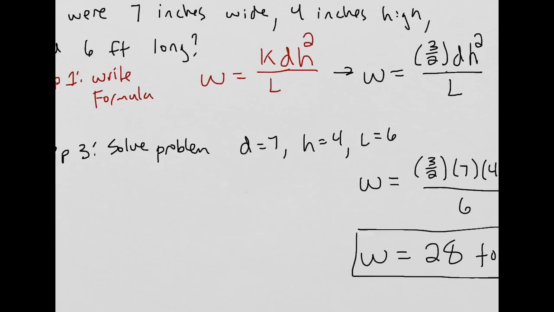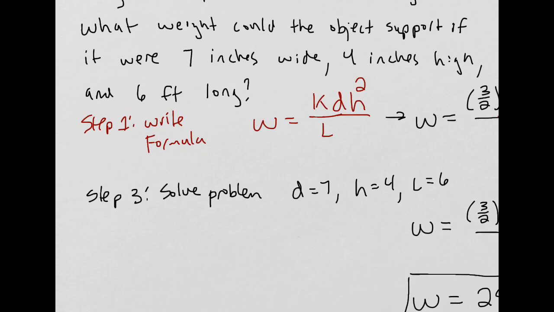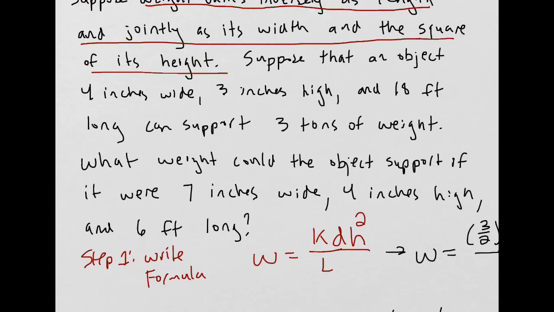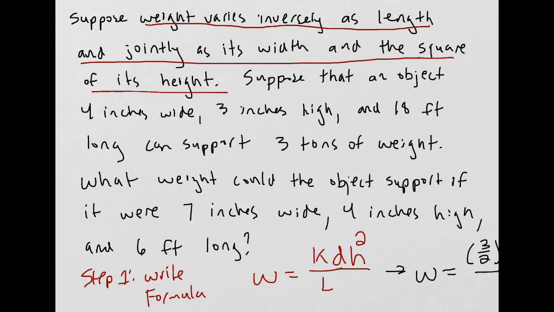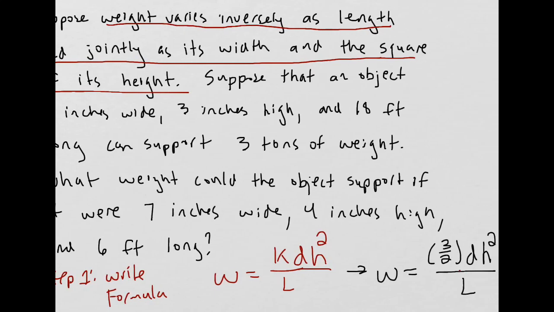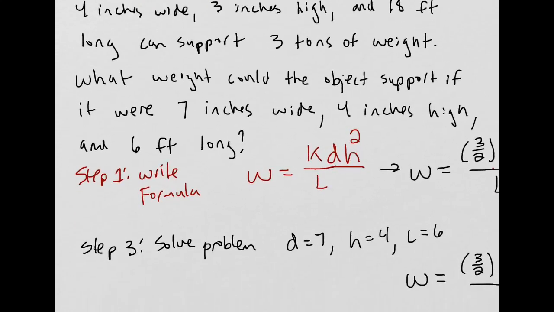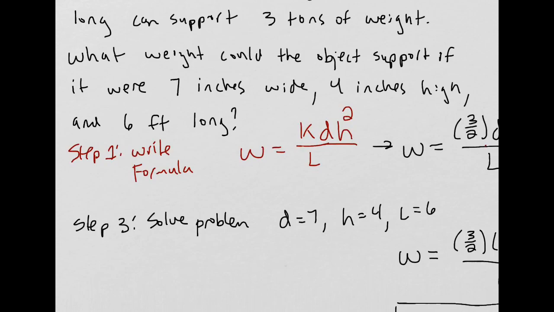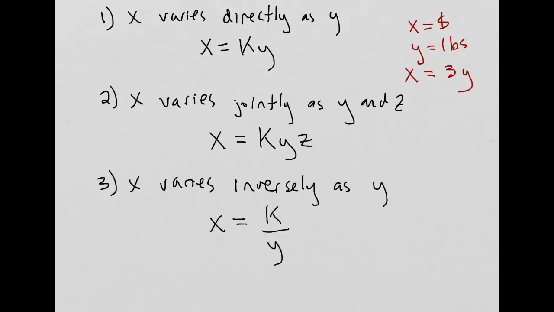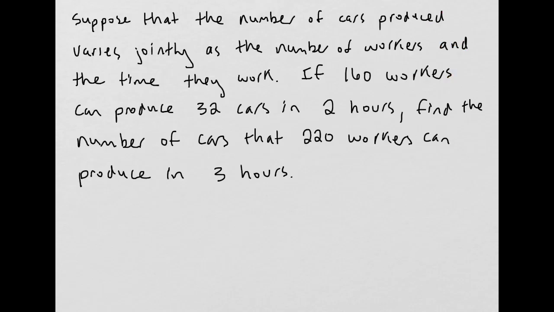So if we just review the steps again, our first step is to write out that generic formula based on the language that they give us. Once we figure that out, we have to figure out the K value, because for each situation, the K value is going to be a little bit different. The third step then is just to plug in what they give us and solve the problem. So here's another example. Pause the video, give it a shot, and then restart the video after you've given it a try.